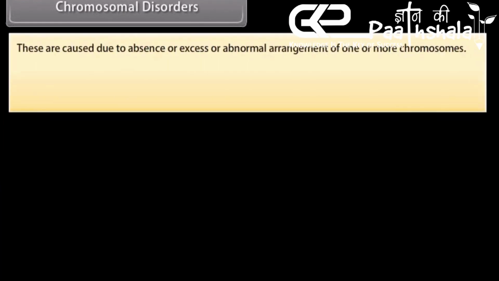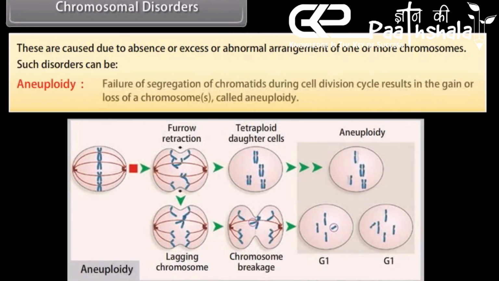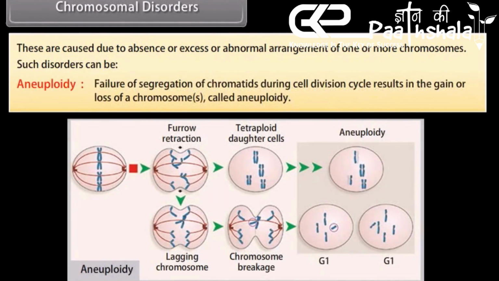Chromosomal disorders. These are caused due to absence or excess or abnormal arrangement of one or more chromosomes. Such disorders can be aneuploidy. Failure of segregation of chromatids during cell division cycle results in the gain or loss of chromosomes, called aneuploidy.